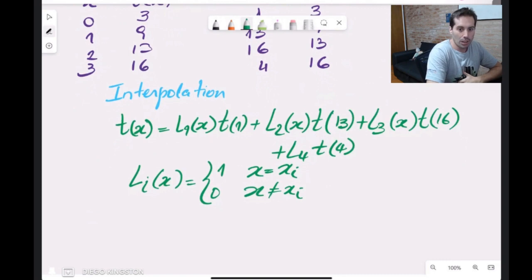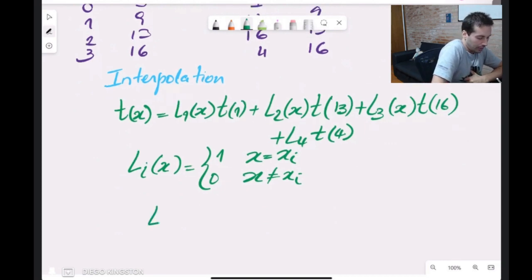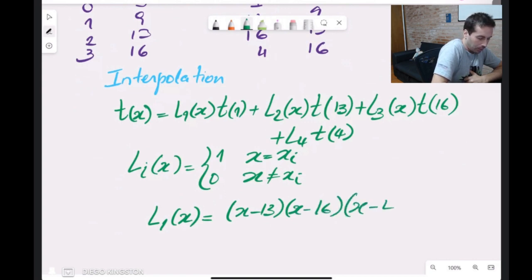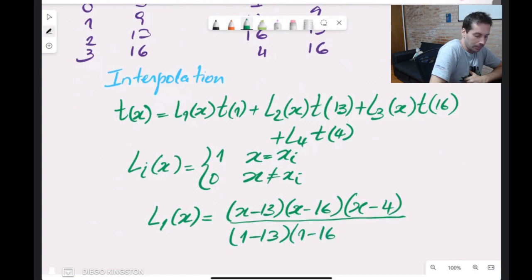So what we can do is look at the shape of some of these polynomials. And so the first Lagrange polynomial for this particular problem is simply (x minus 13)(x minus 16)(x minus 4). So the polynomial evaluates to 0 at 13, 16, and 4, which is what we wanted, divided by (1 minus 13)(1 minus 16)(1 minus 4). And so this polynomial also evaluates to 1 when we evaluate it at 1.